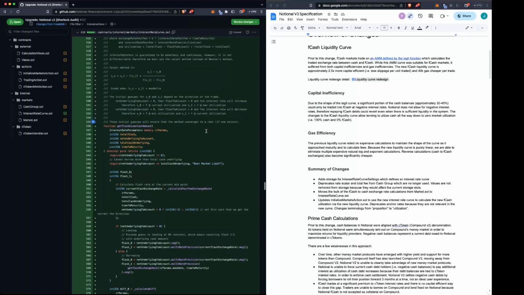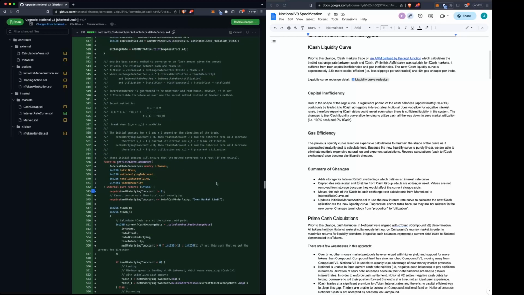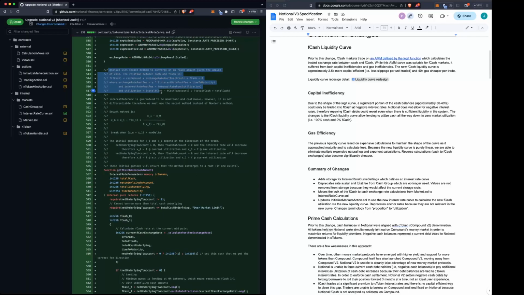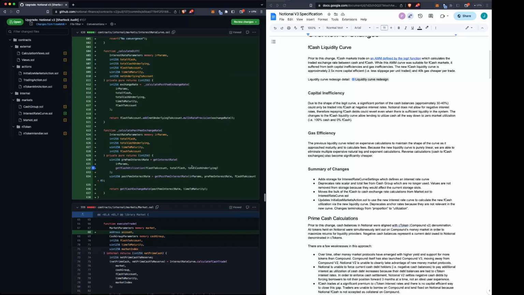Other than that, the calculations for the inverse are simpler, but they still use a numeric approximation method. So that should be reviewed as well.